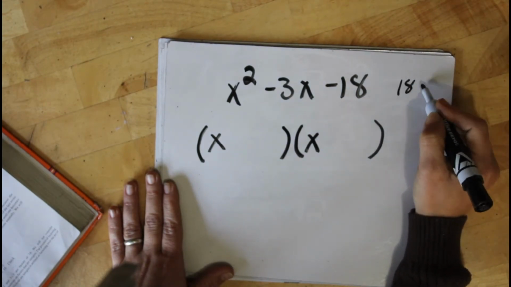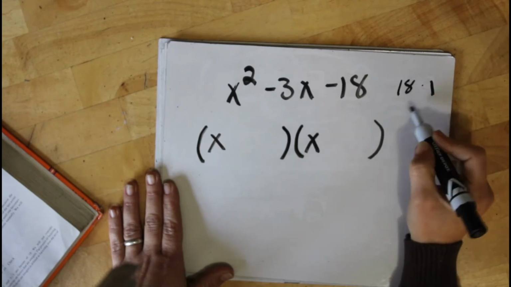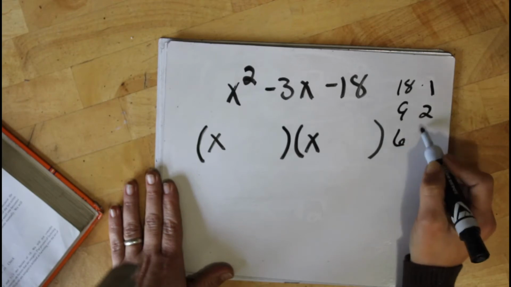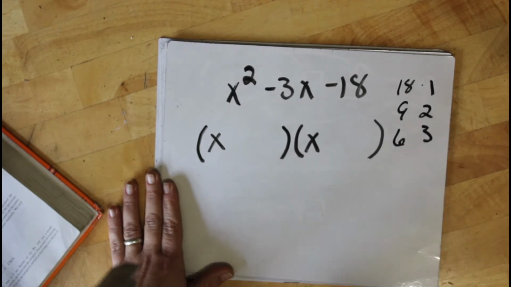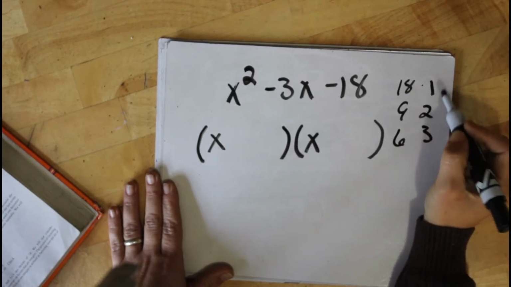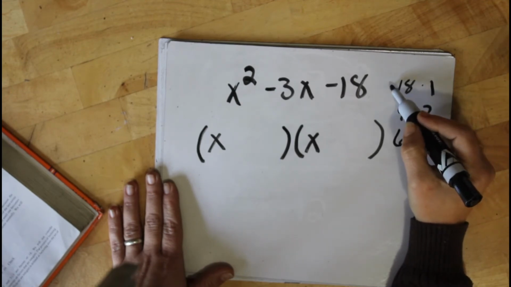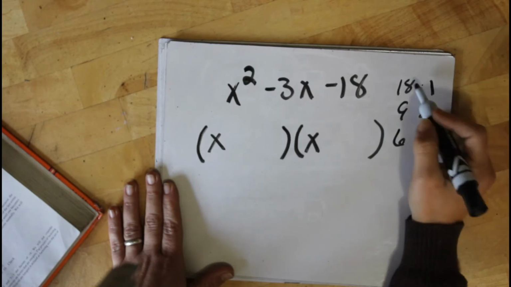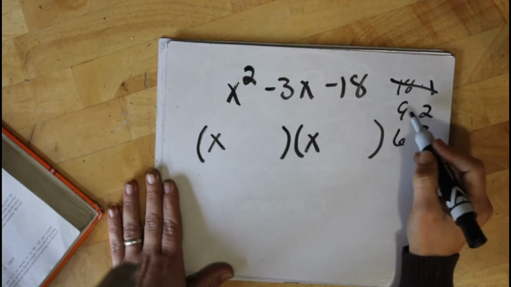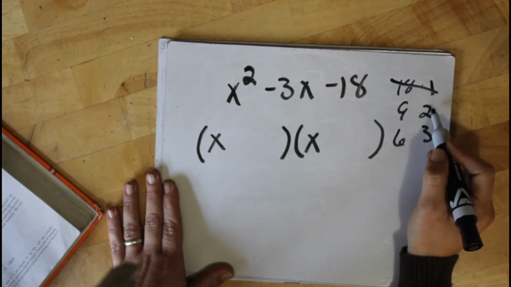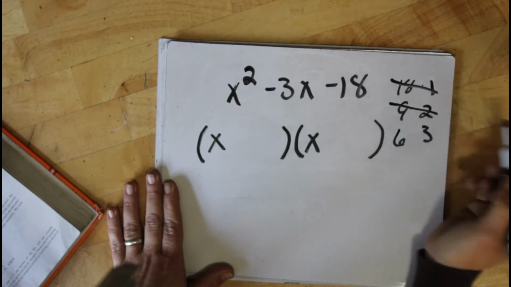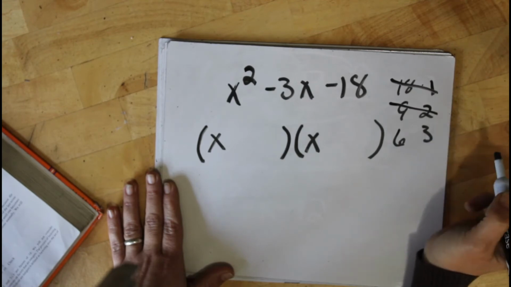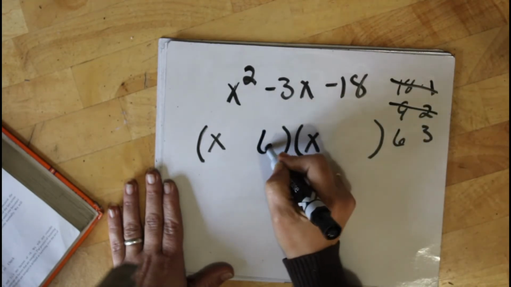So we've got 18 and 1. We've got 9 and 2. And 6 and 3. Those are factors of 18. All right, so if I had negative 18 and positive 1, I'd end up with negative 17. Other way around, I'd end up with positive 17, so that can't be it. 9 minus 2 would be 7, or negative 7, so it can't be that one. Now, it can be this one, because 6 minus 3 is 3. So we know that it's going to be 6 and 3.